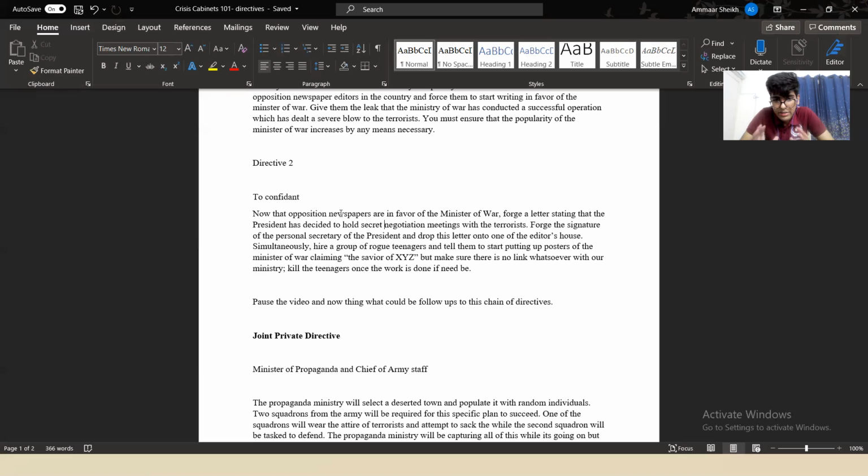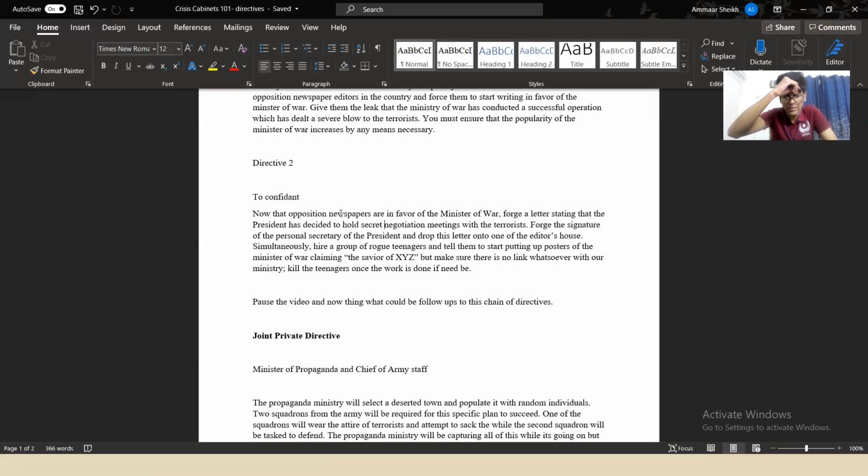So always think of your directives from the perspective of the real world, how would things work there. It's a very weak move to not cover your directives over here, because if there's a wise or experienced delegate, if it's the intelligence minister, for example, he would just go on and say, who's putting up these posters of the minister of war, and then the crisis staff will probably say that these are the teenagers. He'd probably send another directive saying, bring these teenagers in for questioning, and then obviously the crisis staff will tell them that the propaganda minister is behind them. So that's why killing the teenagers ensures that there is no trace left.